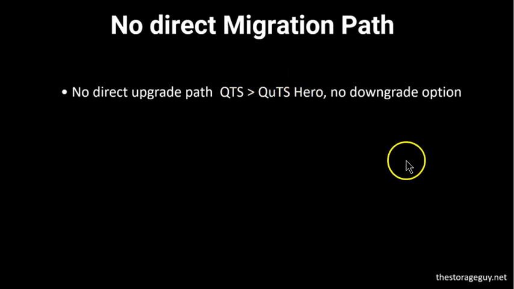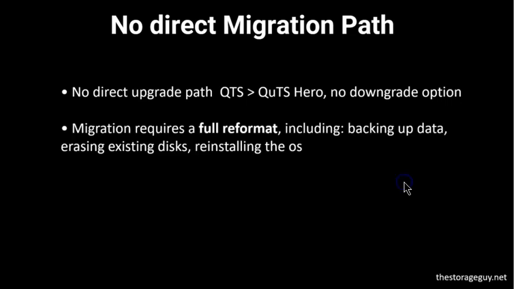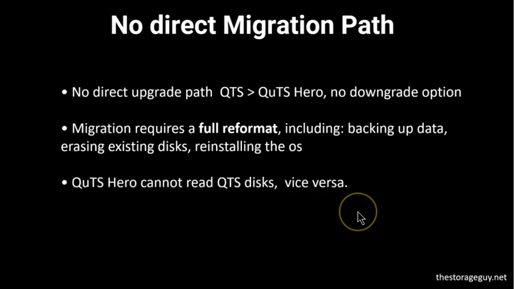Now, before we go further, you have to remember that there is no direct migration path between QTS and QTS Hero. So, for example, if you have a QNAP that used to run QTS and which now supports QTS Hero, and you want to migrate, then you will have no other choice but to do a full reformat. So you will have to basically back up your data and then do a complete installation of the OS from scratch.